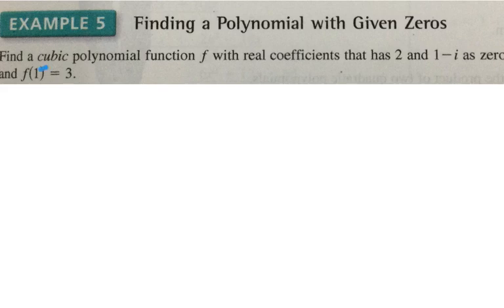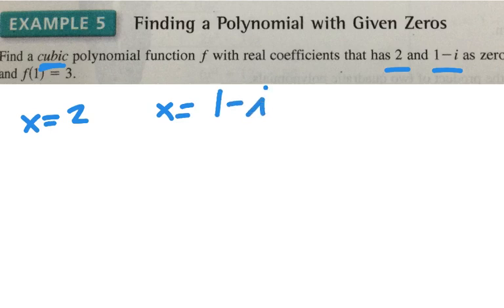So again, if we remember, this is a cubic polynomial, that means it's third degree. If it's third degree, that means there has to be 3 roots. They give me 2 of them. They tell me there's a root at 2 and there is a root at 1 minus i. So the first thing I need to do is identify my third root.